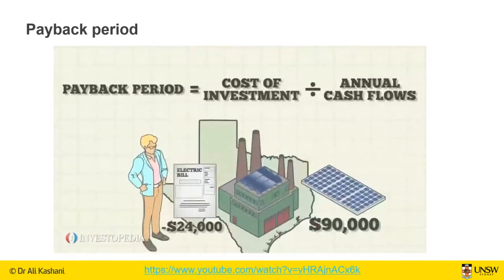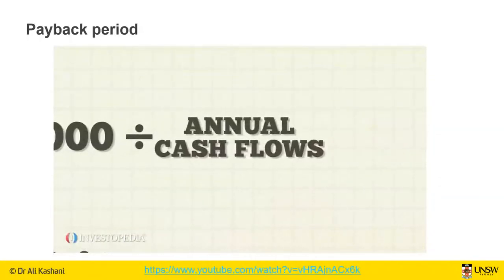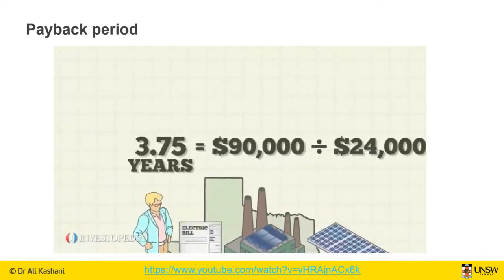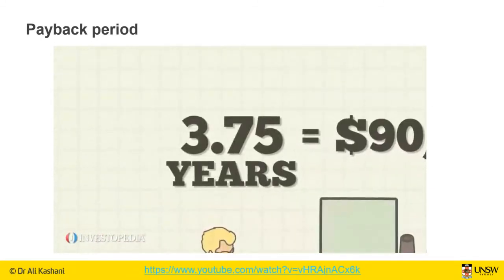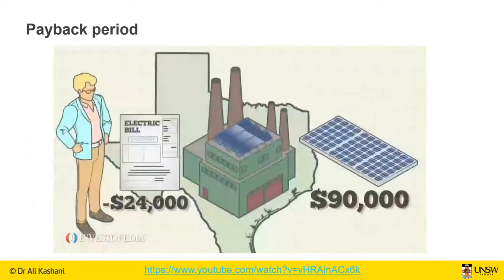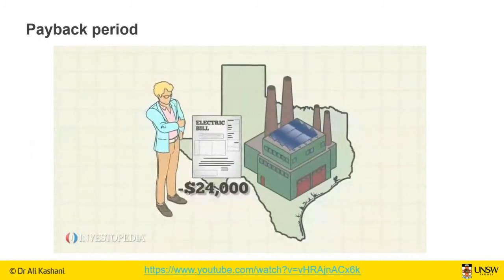Dividing the total cost of the solar panels, $90,000, by the annual cash flow, $24,000, the payback period is 3.75 years. So in 3 years and 9 months, Sonny will not only reduce his carbon footprint, but also start seeing the benefit of his investment on his electric bill.